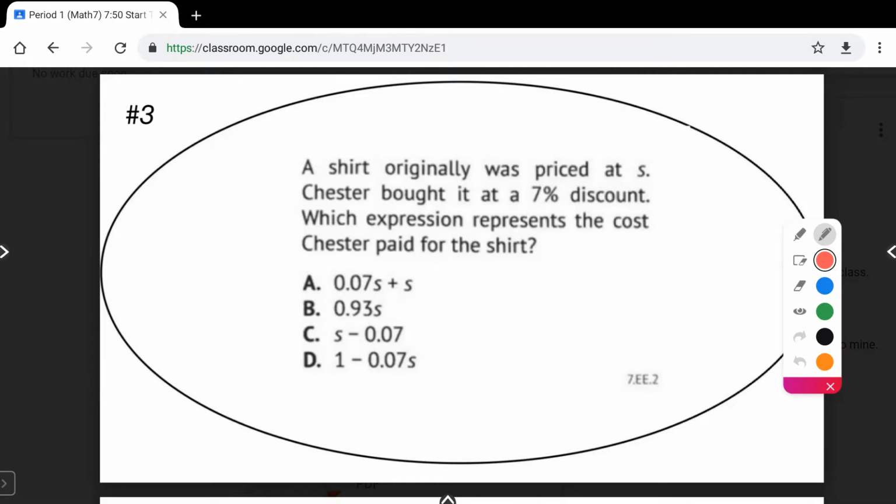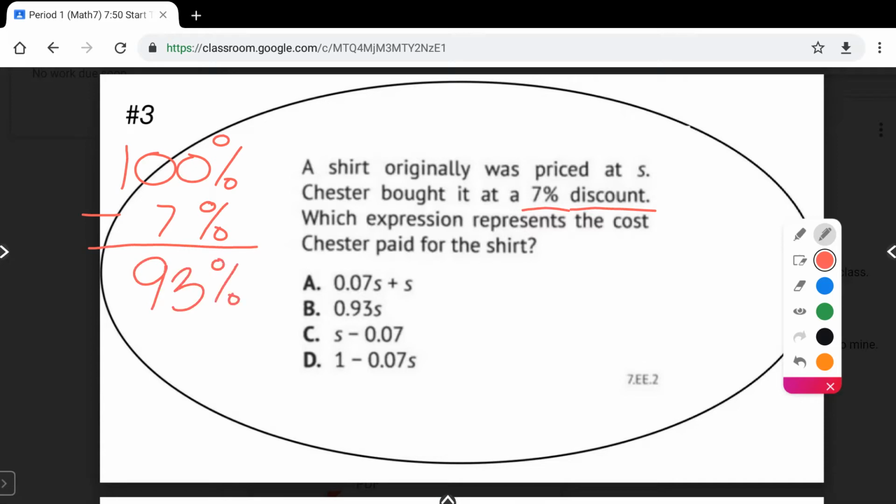Every time you do a percent of change, you always do the same procedure. You always start with 100%. Scope the problem out. See if you're increasing your 100% or decreasing it. They tell us right here at 7%, you're going to discount. The word discount means sale, and sale means subtract. So what we're going to be doing is taking 7% away from 100, and that's going to give us 93%.